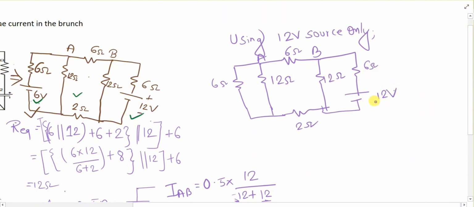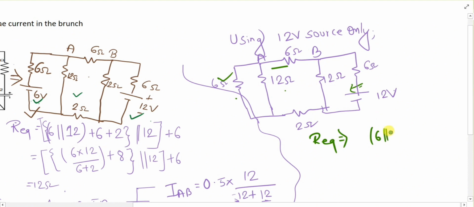Okay, once this is done, again we can use the current divider rule as previously. Let's use current divider, because our task is to identify the current through the 6 ohm. We can notice, if you look at R equivalent, from this point the farthest end is this, and these are in parallel. That's why 6 is parallel with 12, and then in series with 6 plus 2.